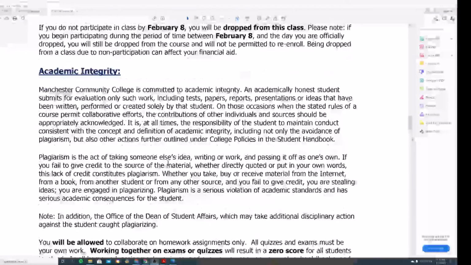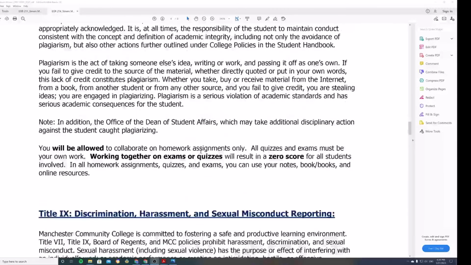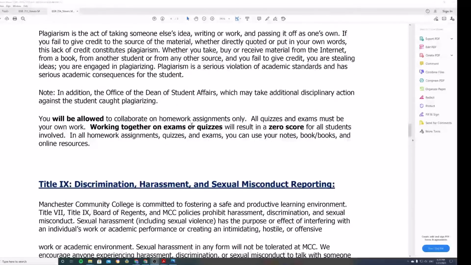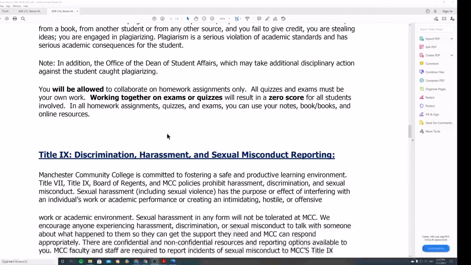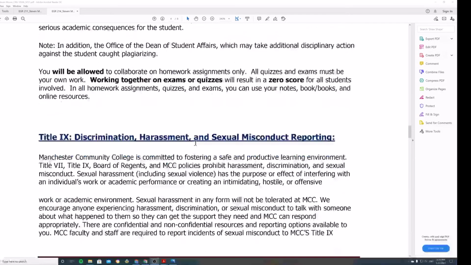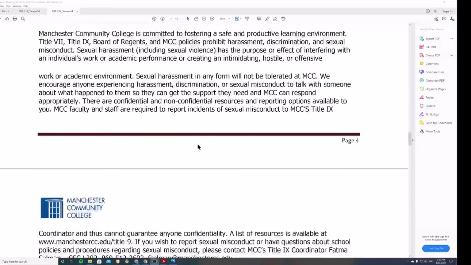Okay. Academic integrity. You are allowed to work on homework assignments. You can collaborate with others on that, but all quizzes and exams must be your own work. Okay. So that's the basic requirement here. And for all of them you can use your notes, books, and online resources if you need to. I come up with my own questions for the exams and quizzes. Each semester I create a pool of them, so they'll potentially be different from others.